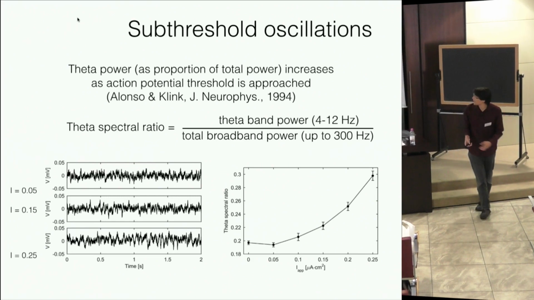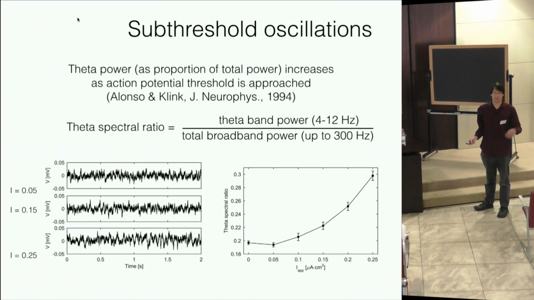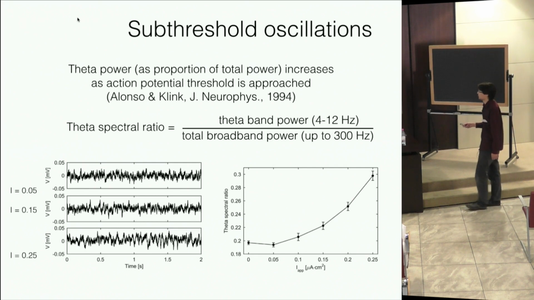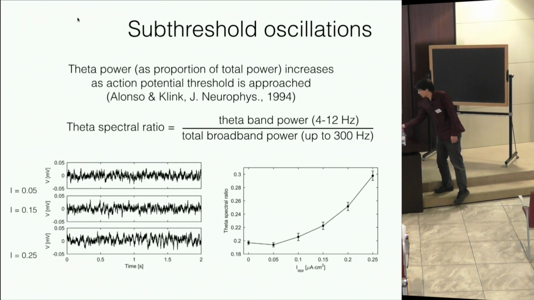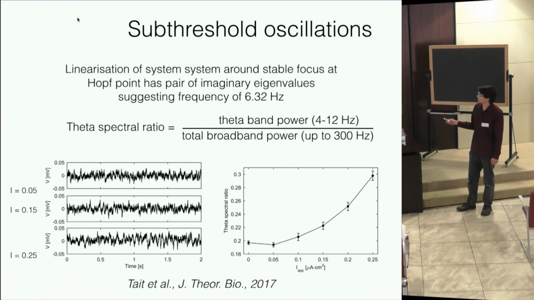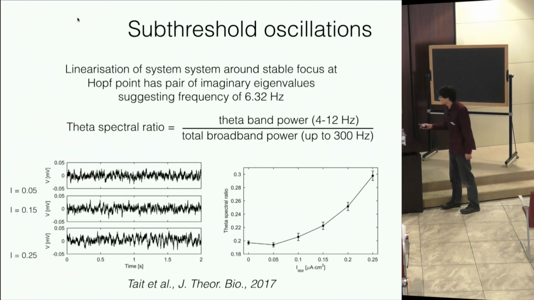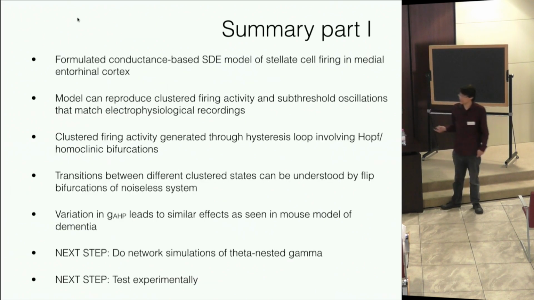And moreover, we also see this pattern as we approach the transition to spiking, or the threshold: we should see an increase in this theta power relative to the broadband power, which again we see here. This is not that surprising, because when we do a linearization around the Hopf point before, at the bifurcation point, we see a frequency that is in the theta band. Essentially we have a little focus that we're perturbing with noise, so it's not surprising that we get power in the right region. So this is where we're up to now with this model.